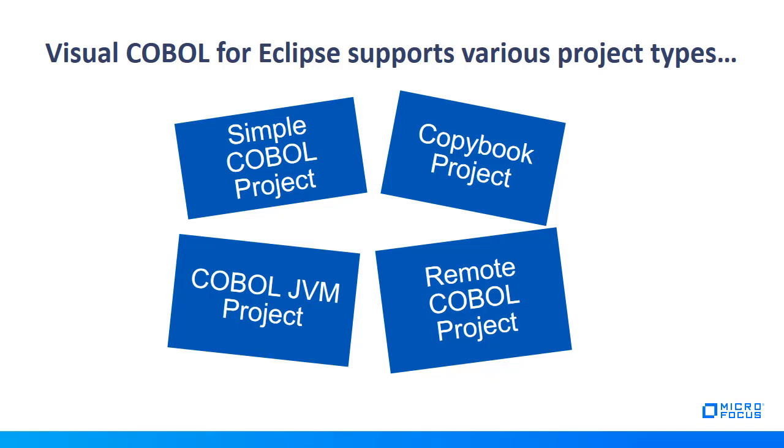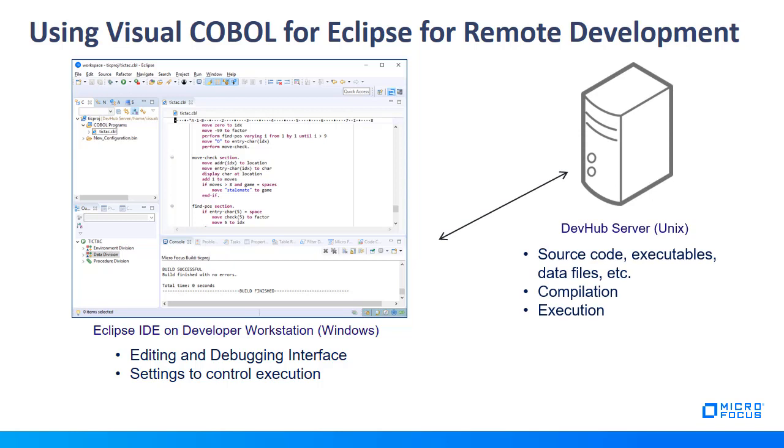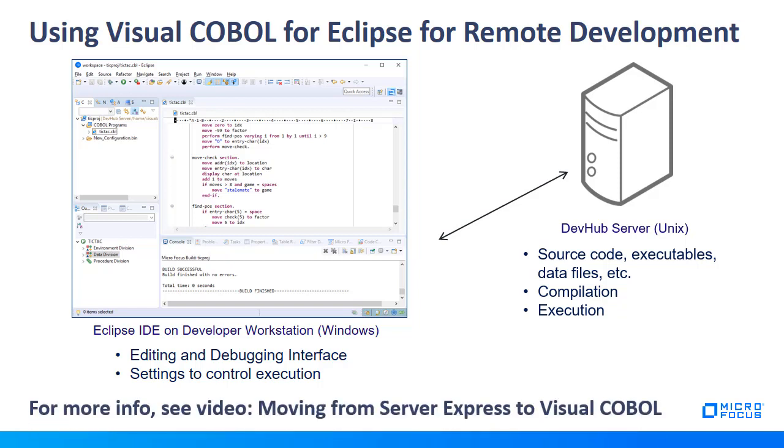In this video, I'll demonstrate working with a simple COBOL project, with files saved and executed locally on the Windows desktop. Visual COBOL also supports remote projects, which allow you to use the Eclipse interface on a Windows or Linux desktop, but the files are saved, compiled, and executed remotely on a supported Linux or Unix server. Working with remote projects involves the additional use of the Micro Focus Visual COBOL Development Hub product, which is also covered in another video in this series.